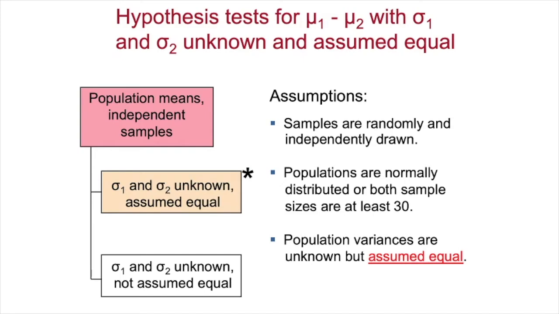So the assumptions are that the samples are randomly drawn and independently drawn, that the populations are normally distributed, or that we have sample sizes that are at least 30. So that's the same as we had before, but now we have it for both samples. And the third assumption is that the population variances are unknown, but they are assumed to be equal.